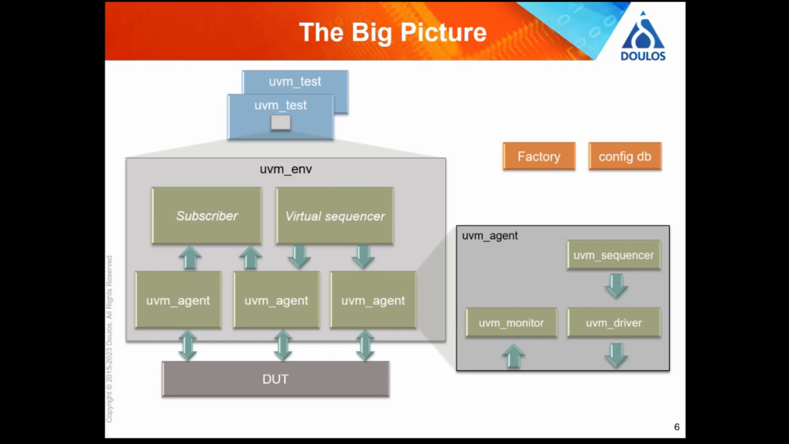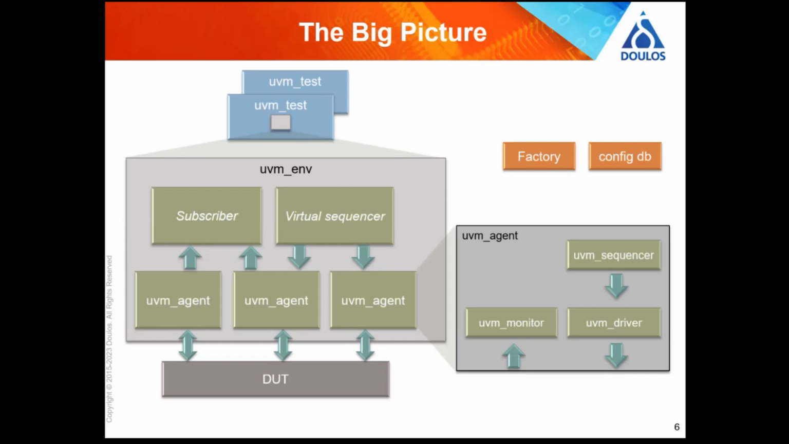And that might be for checking or coverage collection and so on. And you can see that those 3 components I've just been talking about are wrapped up in this other layer of hierarchy called a UVM agent. Why is that? Well, because it's useful. It's useful for reuse. So you might have a UVM agent for a particular physical interface, like an AXI interface or I2C or SPI or whatever it is that your DUT is using.